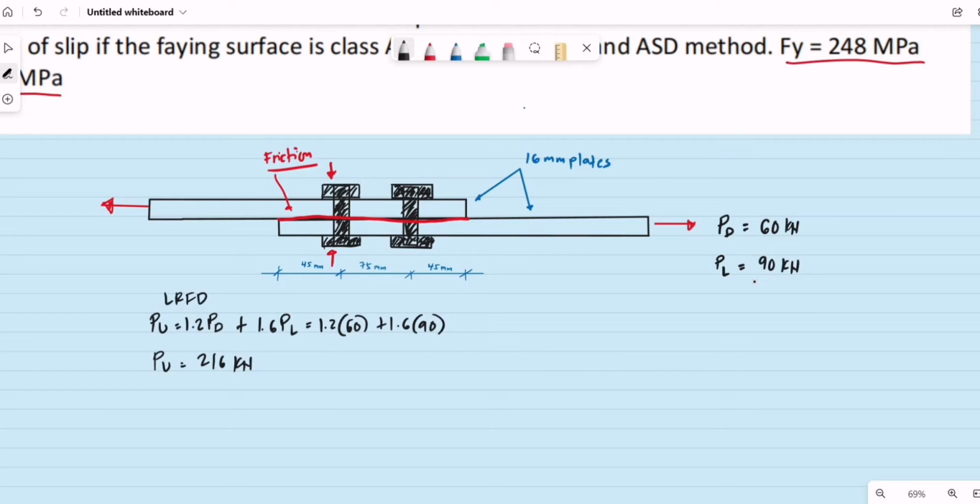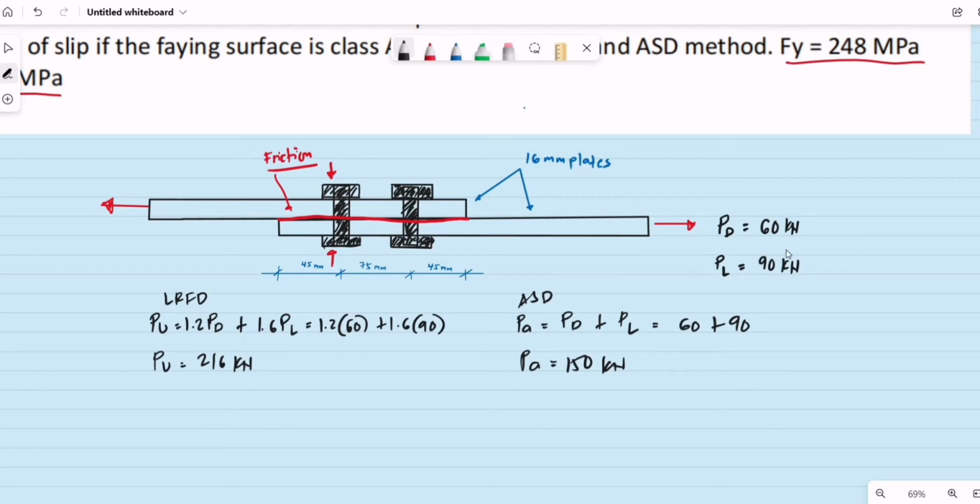So for the ASD, this is the allowable value. We have P sub A is basically the P sub D plus the P sub L. So this is equal to 60 kilonewtons plus the 90 kilonewtons. So the allowable load is equal to 150 kilonewtons.